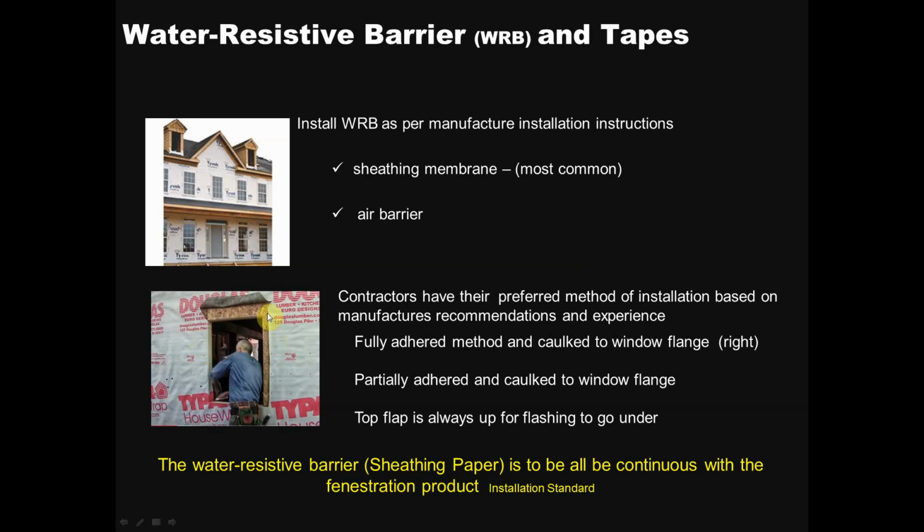But the key with either one of these methods is this top flap always has to be up. Now the code, or the installation standards, says that the water resistance barrier, the WRB, is to be continuous with the fenestration product. So either one of these applications will make that continuous.